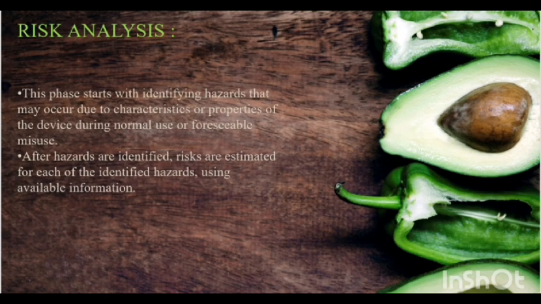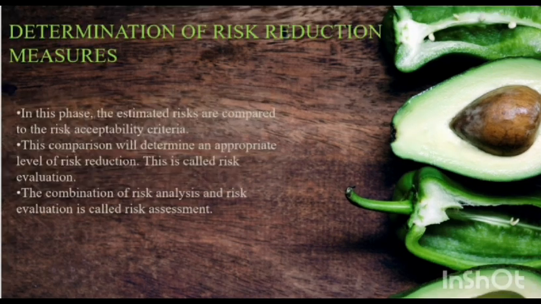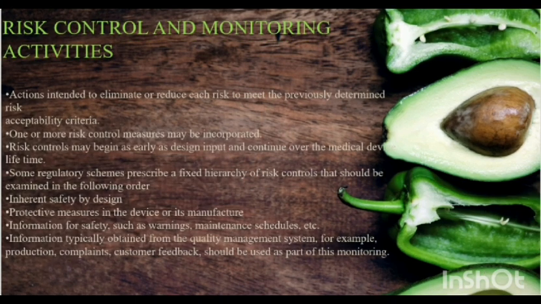Then when we move on to the next slide, it consists of the determination of risk reduction measures. So once we analyze what the risks are, it is necessary to reduce the risks. In this phase, the estimated risks are compared to the risk acceptability criteria, and they will determine an appropriate level of risk reduction. So the combination of the risk analysis and the risk evaluation together is called the risk assessment.